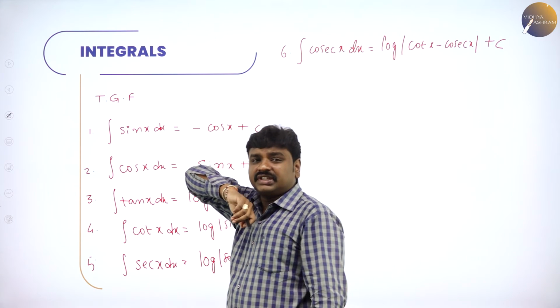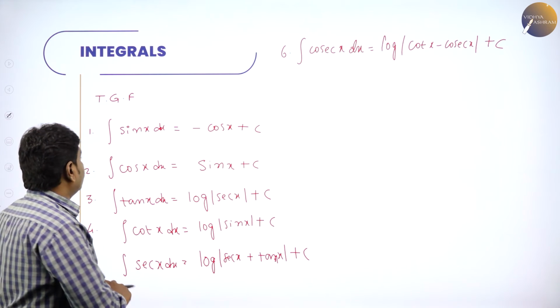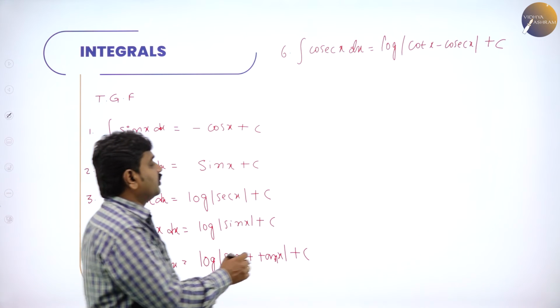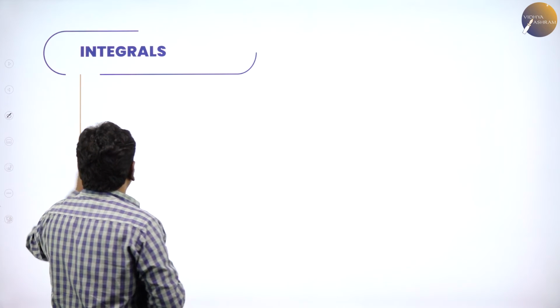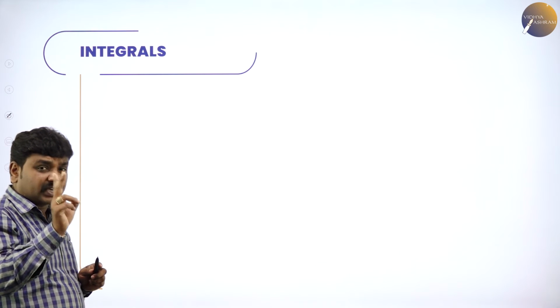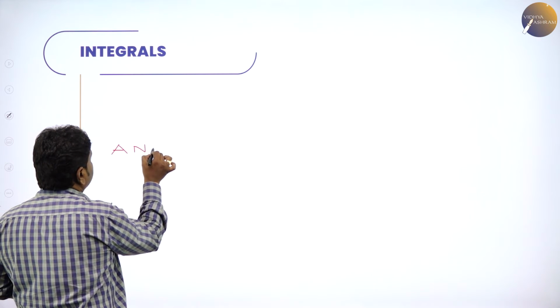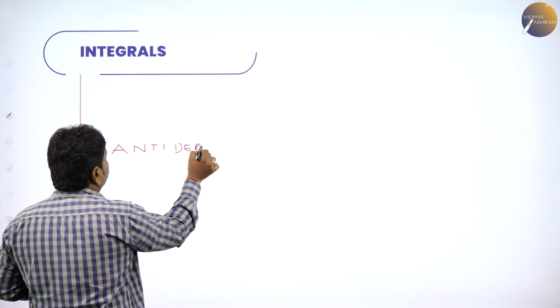So sin, cos, tan, secant, cosecant, cot, all these things. Then we have antiderivatives. Most important, so please add them to the list. I gave trigonometric functions, I gave standard functions. Now please add these antiderivatives, most important. I call them antiderivatives because they are exactly the formulas in reverse.